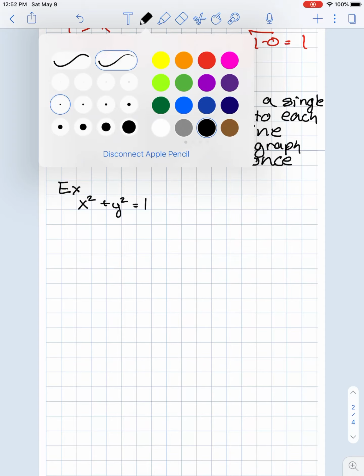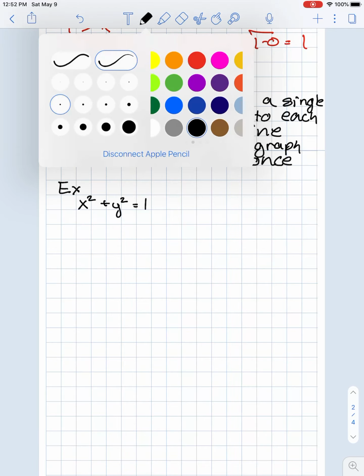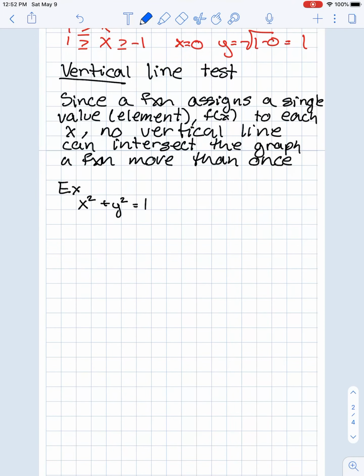So if I draw my graph, what color should we make graphs? Ooh, purple. Let's do blue. A cute little graph.